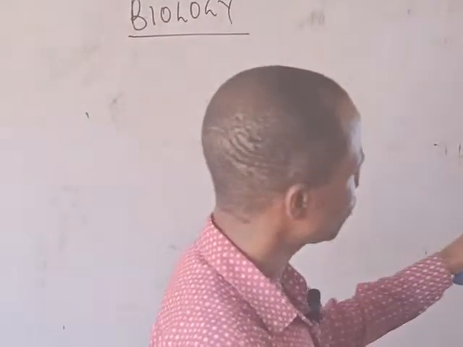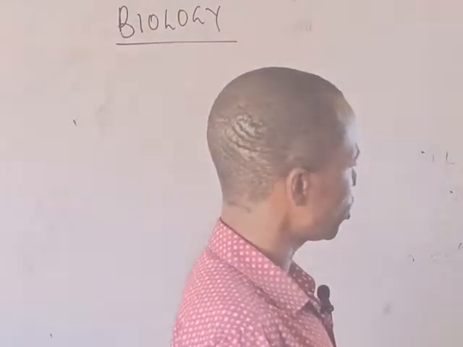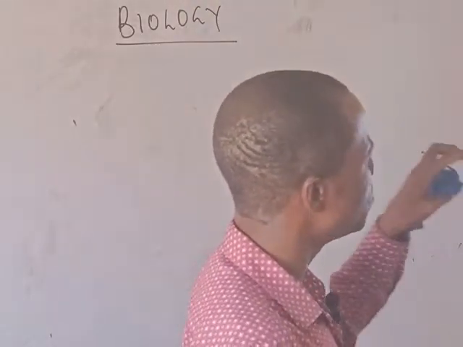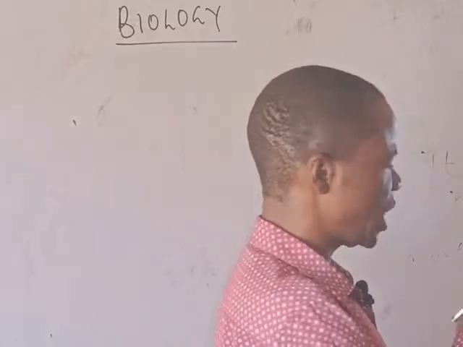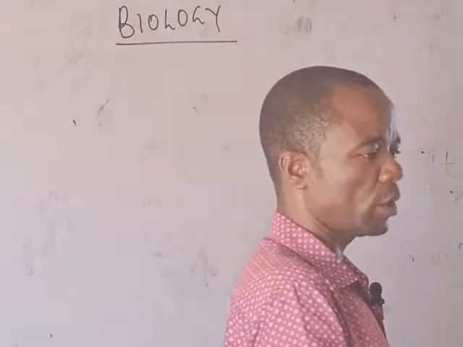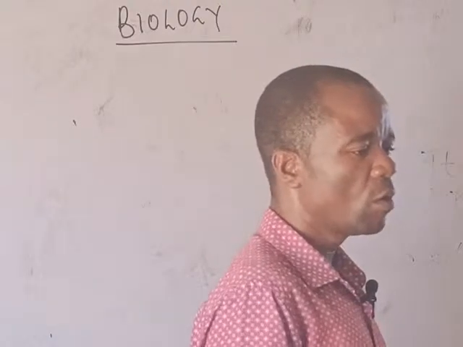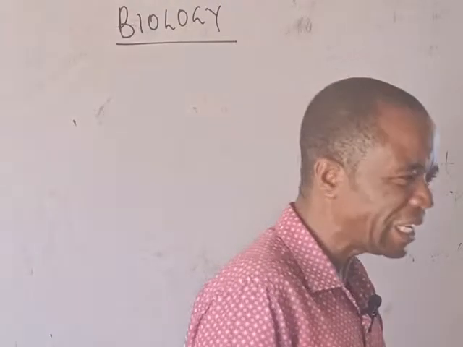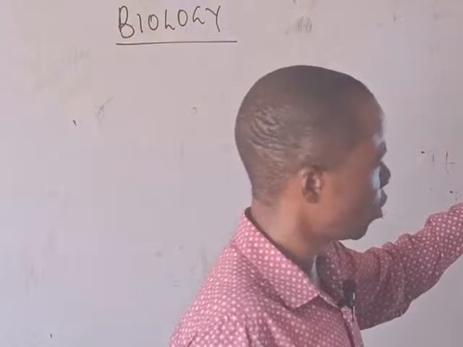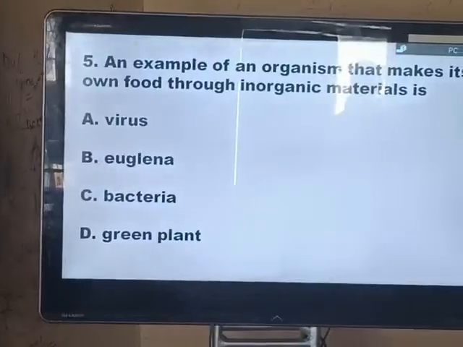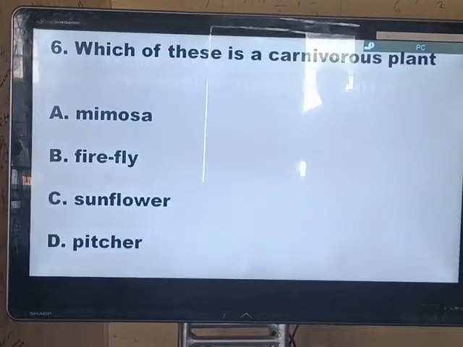Now, if this question is not fully understood, the temptation will be to go with option D, and that will be wrong. Because if you're focusing on an organism that makes its own food, we know that green plants are autotrophic or holophytic organisms, and they make their own food. However, from where do they make their own food? From organic substances, not inorganic substances. An organism that manufactures its own food from inorganic substances like hydrogen sulfide is an example of bacteria.